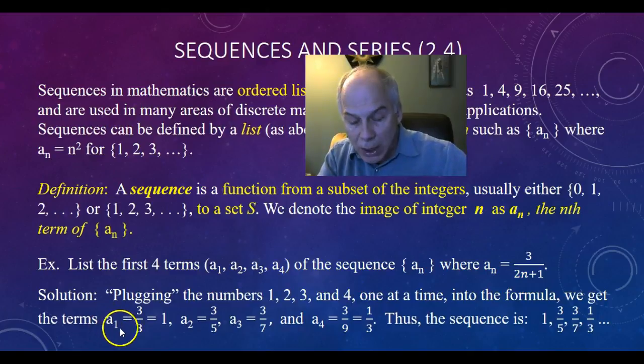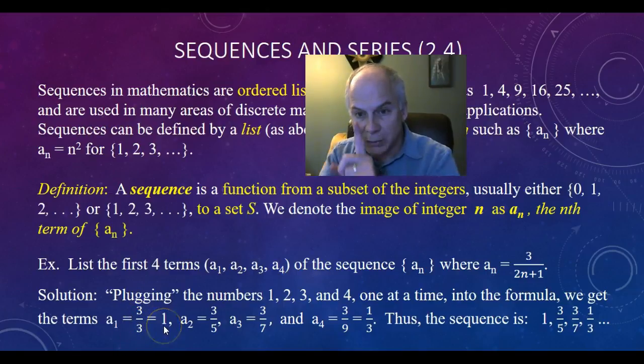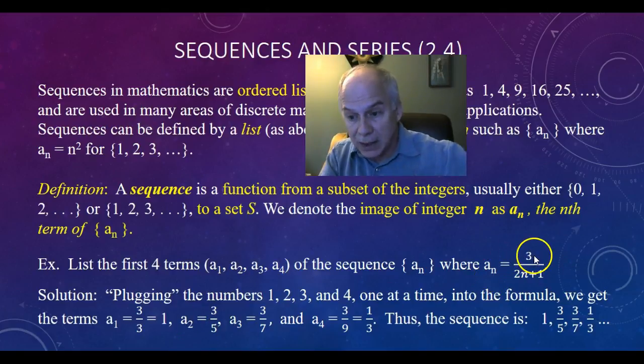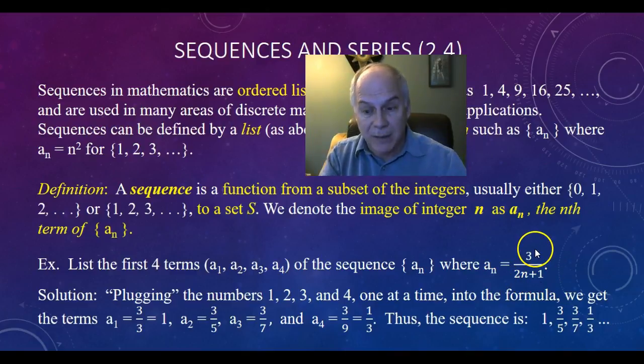If I plug 1 into the formula, I get 3 over 2 times 1 plus 1, or in other words, 3 over 3, which is 1. So the first term is 1. That won't always be the case, but this time it was. Now when I plug in 2 for n, then a2 would be 3 over 2 times 2 plus 1, which is 5. So 3 over 5. So the second term is 3 over 5.